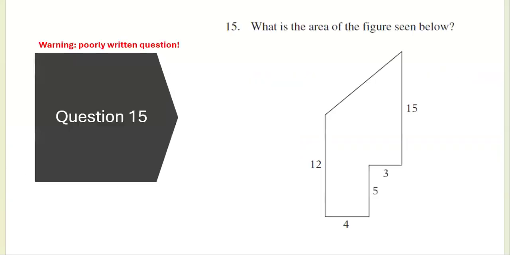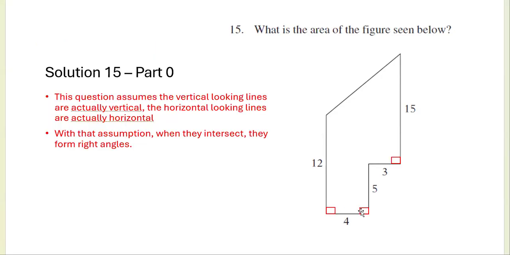All right. Here's another poorly written question. What is the area of the figure seen below? Can you spot what makes this unsolvable? What assumptions might we have to make this solvable? It's very similar to the assumptions in the other problem. We have to assume these are right angles.